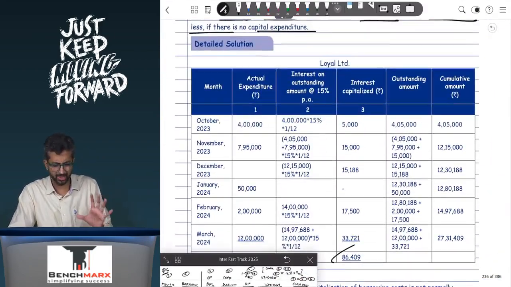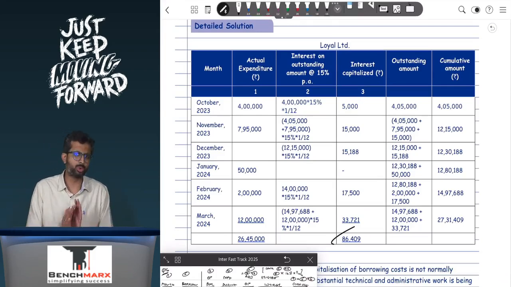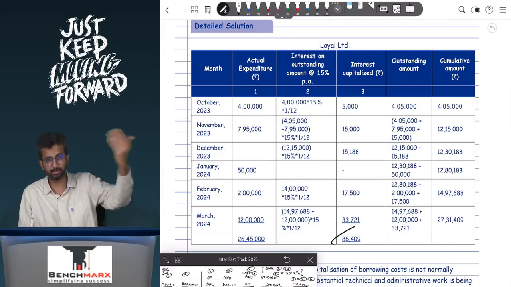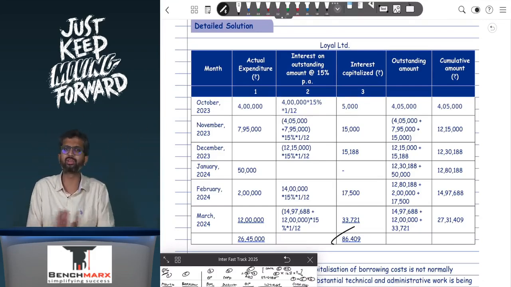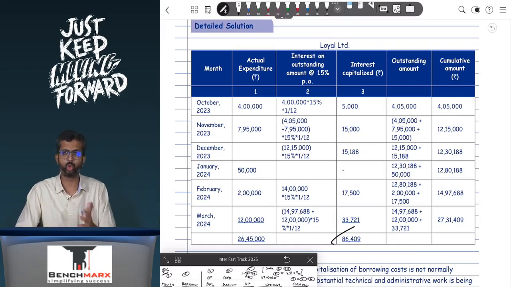I've made slightly different columns as compared to what is there so that I can even compare the borrowing, and this is how you will solve. There can be debatable assumptions over here, but the Institute has done this multiple times over a lot of years, including the recent RTP of September 24 as well. So in case it comes, you will go on similar lines.